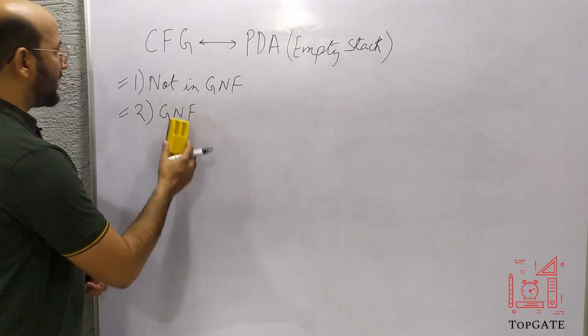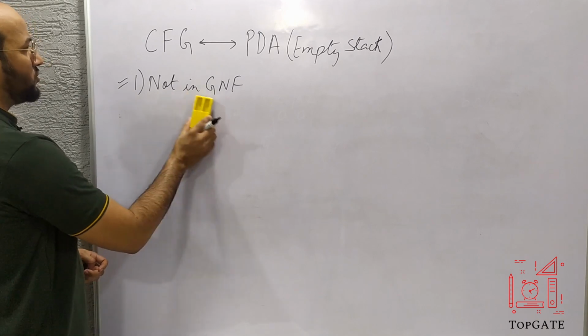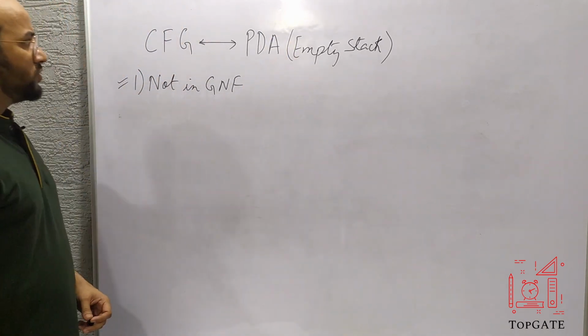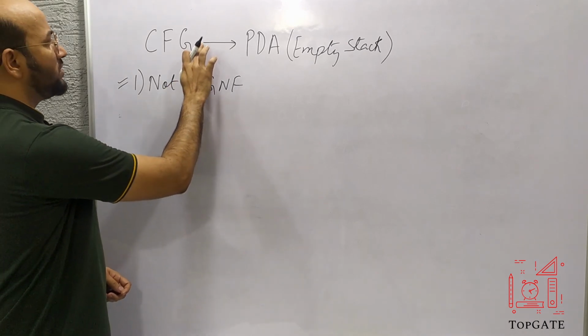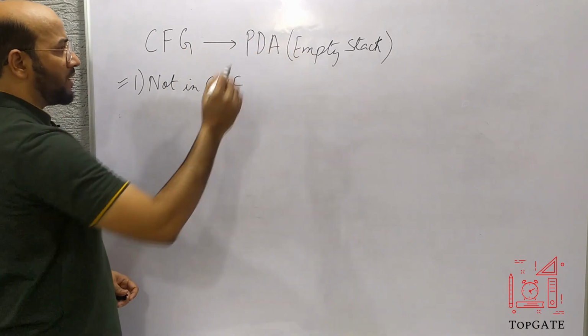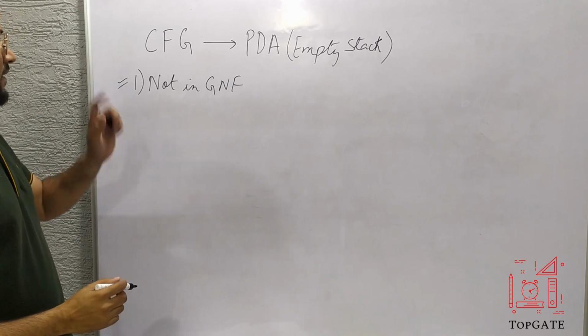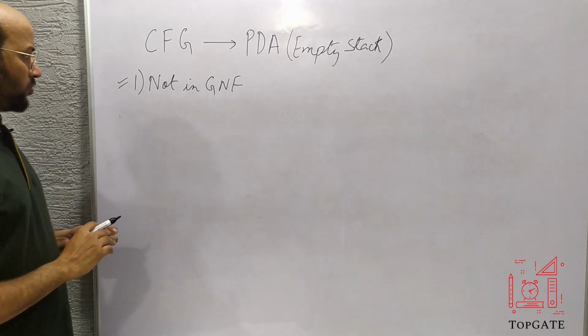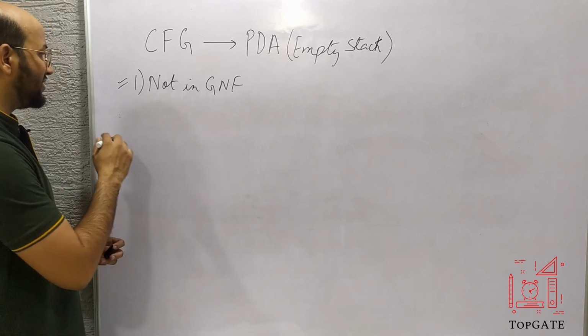So the first one that I'll take will be this, that is not in GNF, and the PDA will be empty stack. Okay, so this conversion is CFG to PDA, which is by empty stack, and the grammar will not be in GNF. So first of all, just to brush up things, what is GNF?